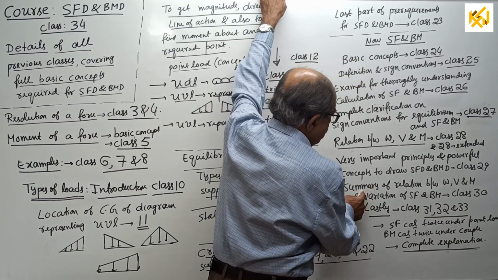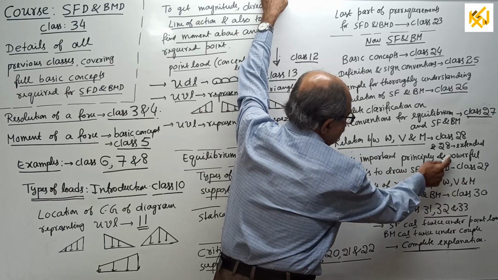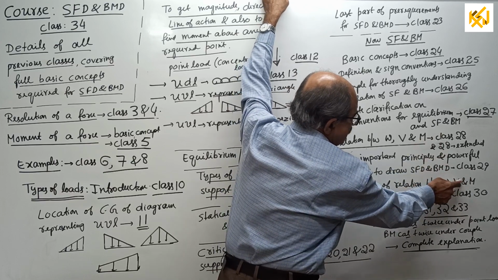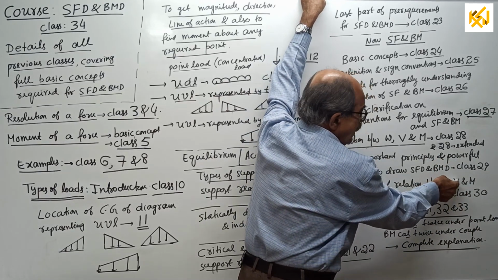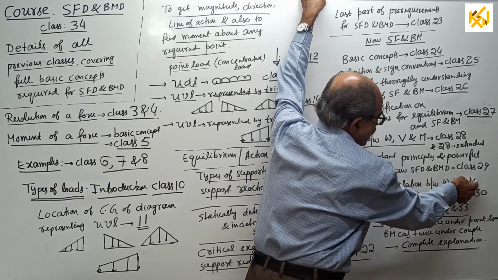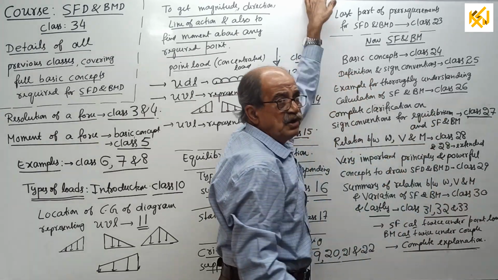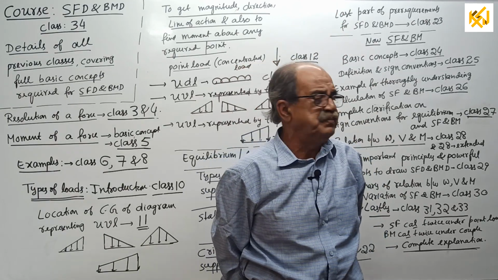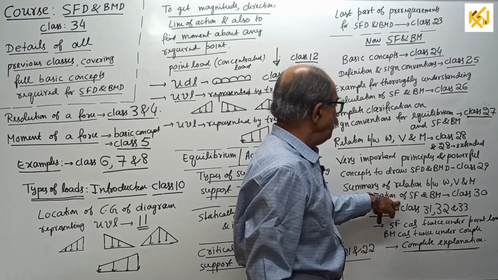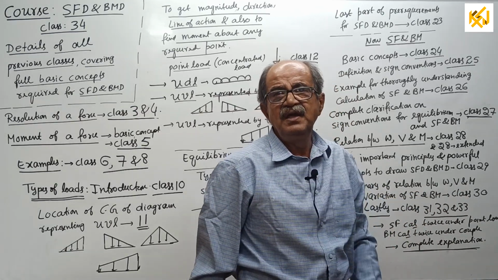See, the summary of the relation between the same things, intensity of load, shear force, bending moment: simply dV by dx equals W, dM by dx equals V. The rate of change of shear force equals the intensity of load, and the rate of change of bending moment equals the shear force. That summary and variation are very critical.